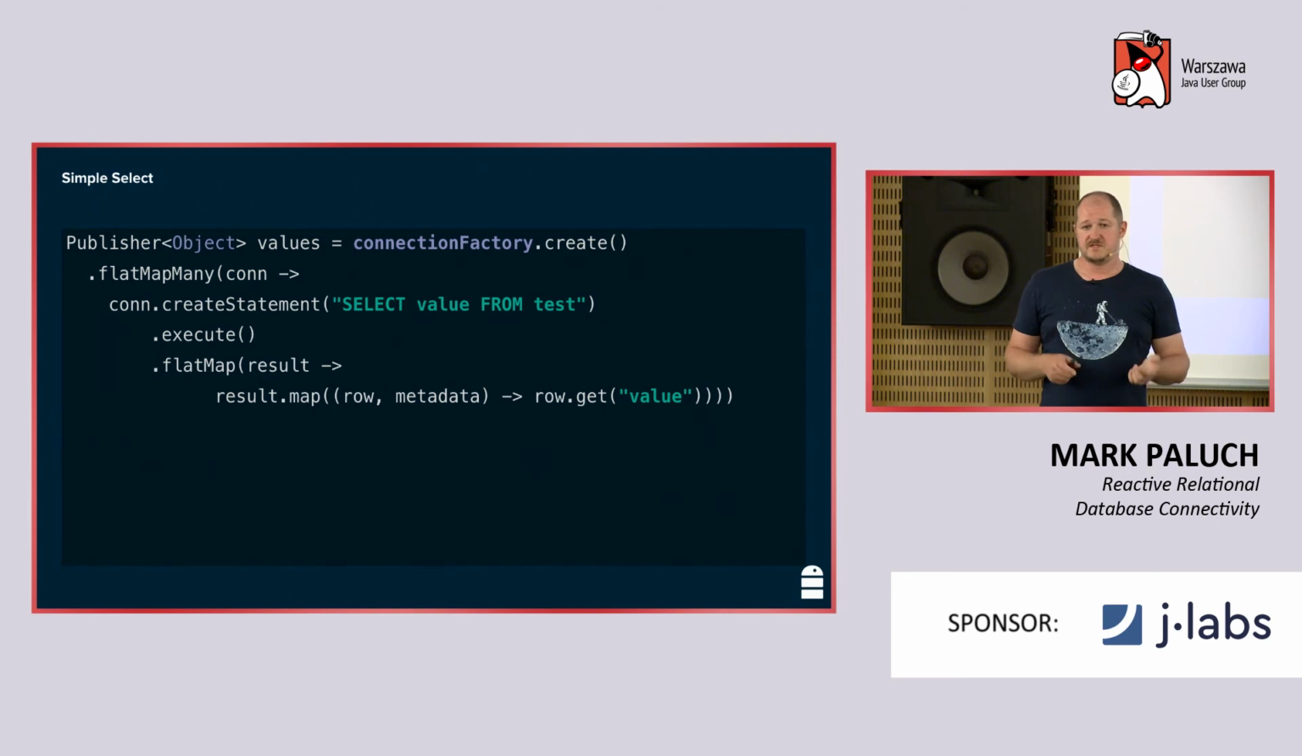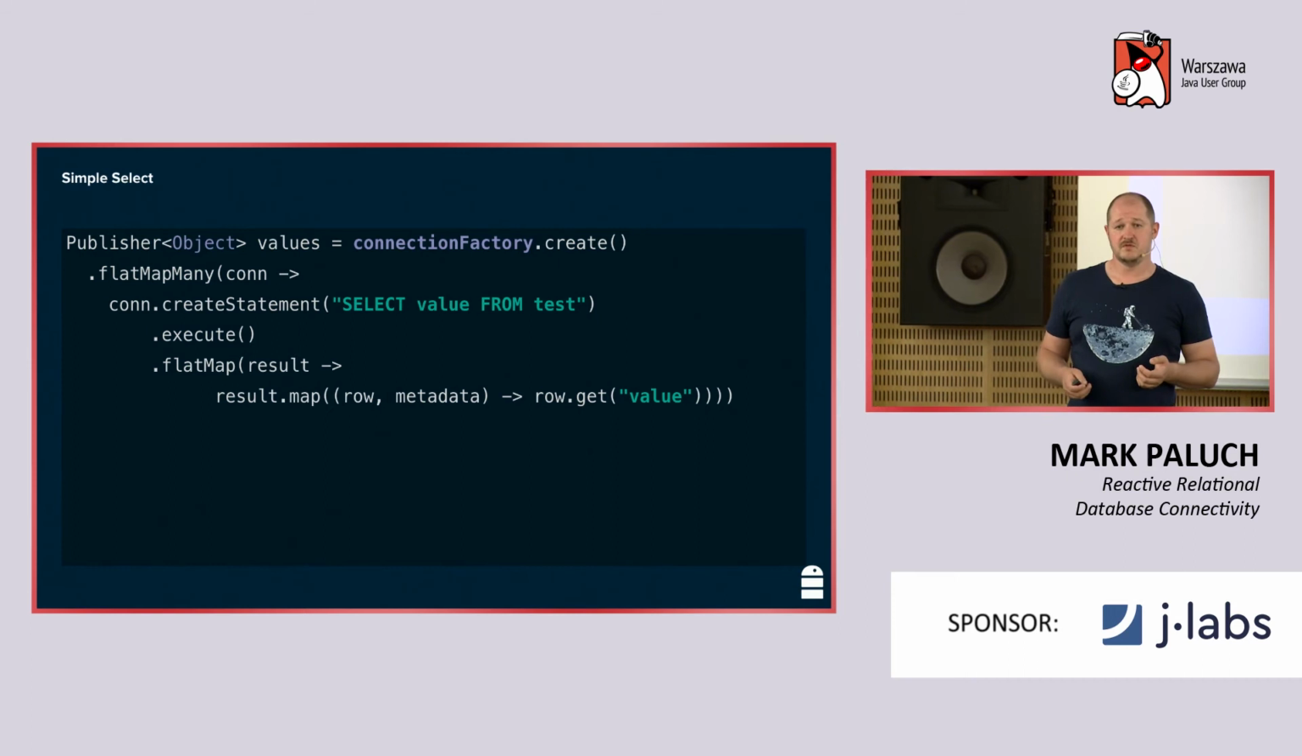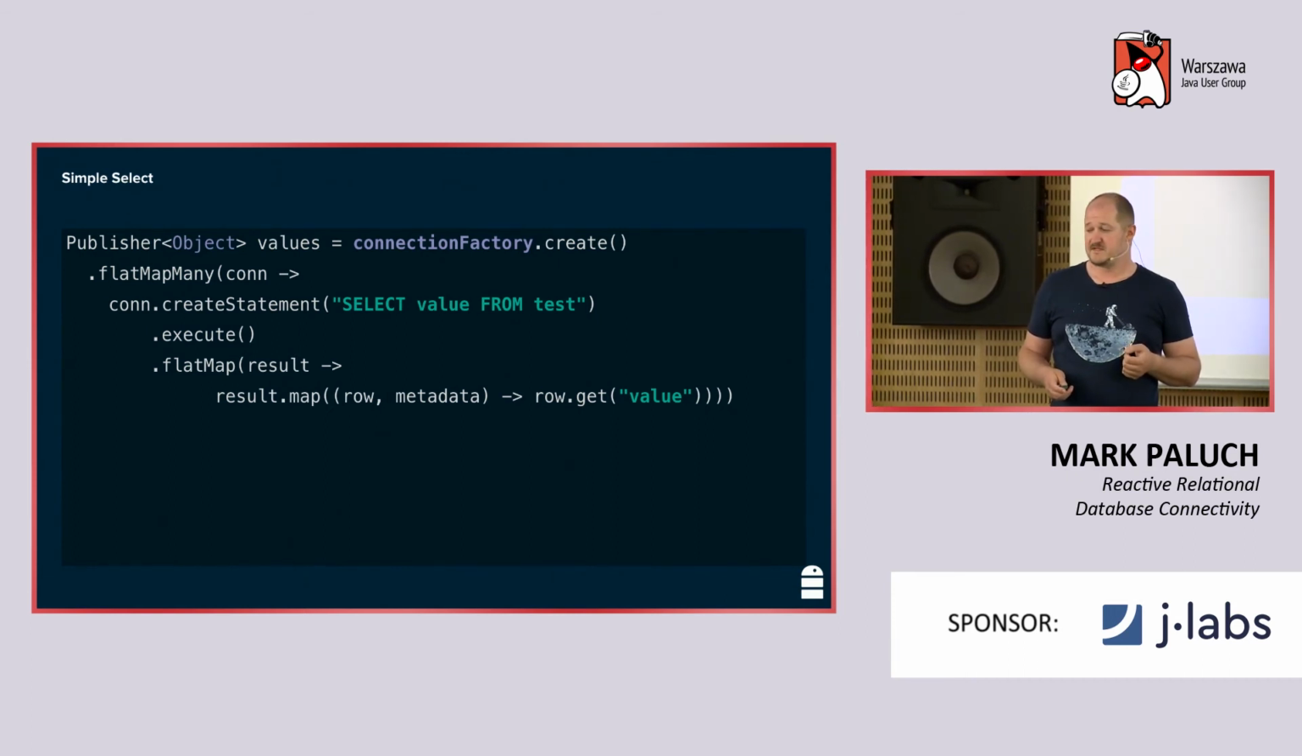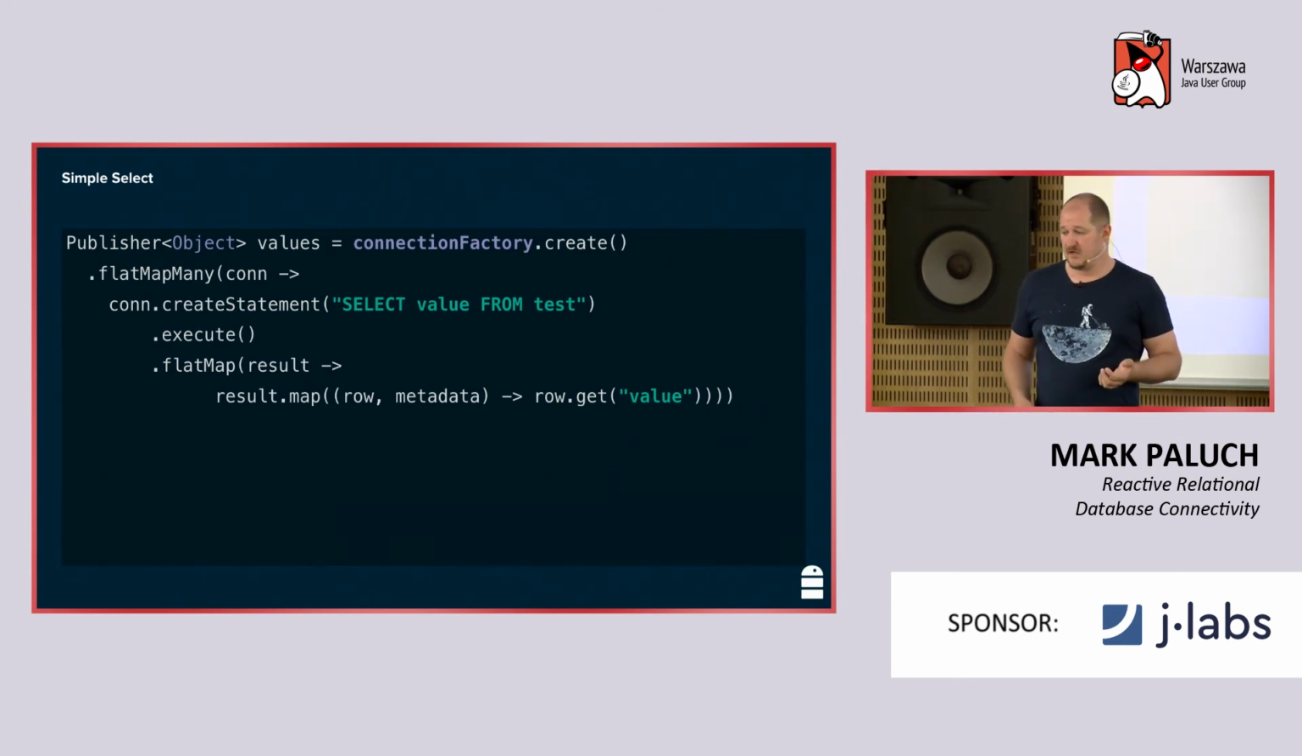As soon as results stream in, or the first result streams in, I can specify the mapping method to extract the value column out of this result. This mapping function is applied to every single row received by the driver itself. And so I get a publisher of object, because the get method has an object return type, because it does not know about the type. We also didn't want to pollute the API with 20 methods, which are all typed to something different.